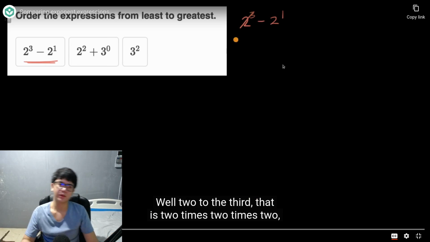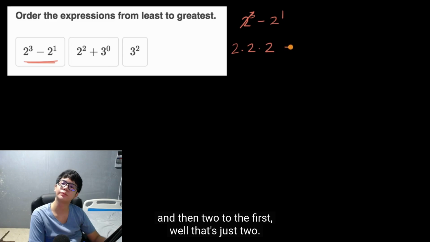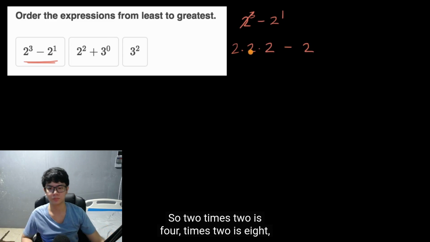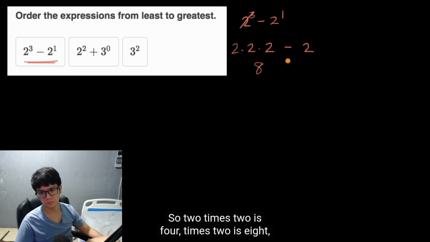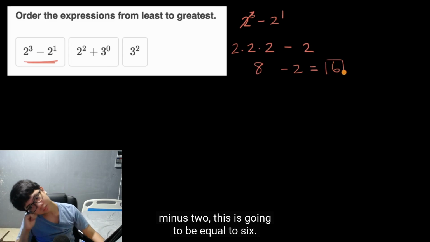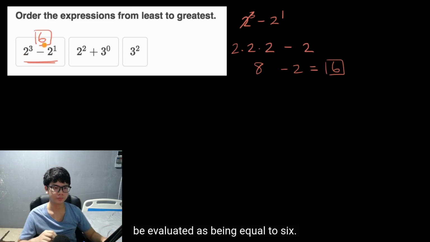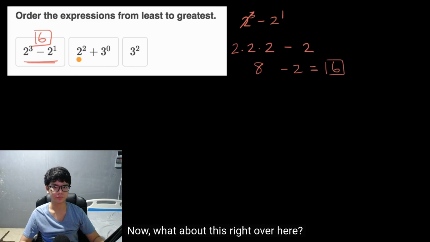Well, 2 to the third, that is 2 times 2 times 2. And then 2 to the first, well, that's just 2. So 2 times 2 is 4, times 2 is 8, minus 2. This is going to be equal to 6. So this expression right over here could be evaluated as being equal to 6.